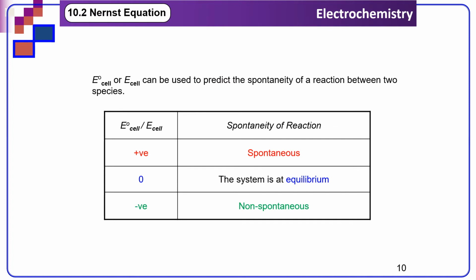So E cell or E naught cell can be used to predict the spontaneity of reaction between two species. If you get a positive value, it means it is spontaneous. If you get a negative value, it means it is non-spontaneous. But if the value is zero, it means the system is at equilibrium.